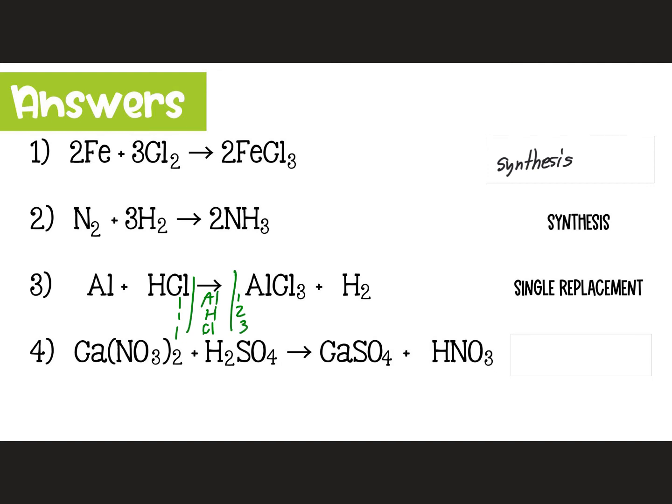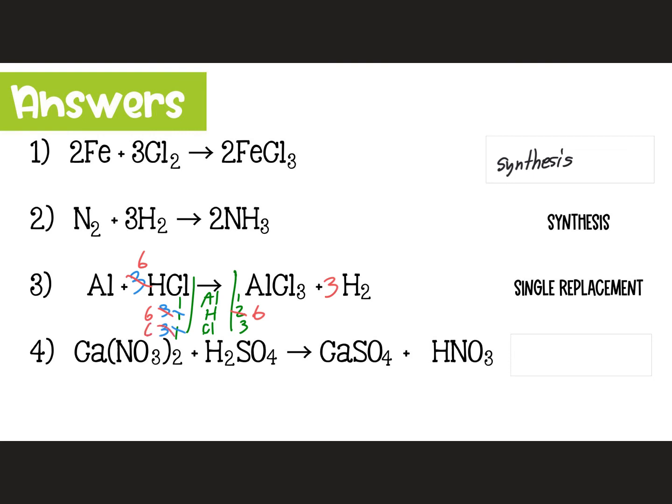Looking at both sides, we can see that the chlorines are not balanced, so to balance those, we need to have 3 HCl's on the left, which results in 3 hydrogens. However, now the hydrogen is definitely not balanced, so the least common multiple of 2 and 3 is 6, which means we need 6 HCl's and 3 H2s.